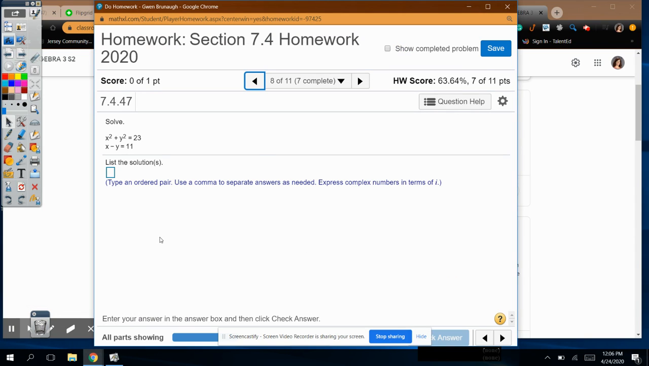Okay, let's look at 8 through 11. What do I got here? It looks like a circle and a line again. So if I have a circle and a line, they're probably going to touch in 2 spots at the most. So let's see if we can find it here.